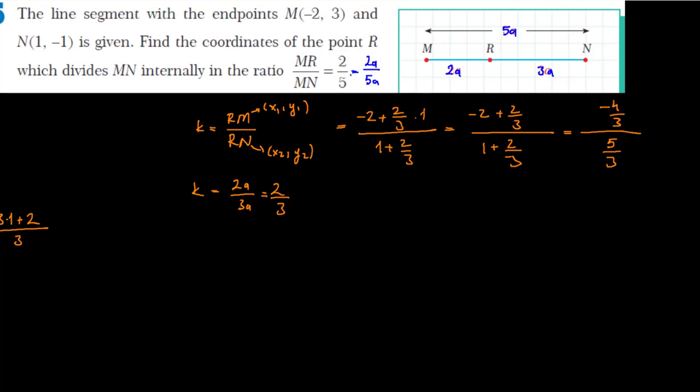Since the denominators are the same, we can simplify the denominators, this 3 and this 3. You may simplify your answer. It has to be equal to minus 4 over 5.